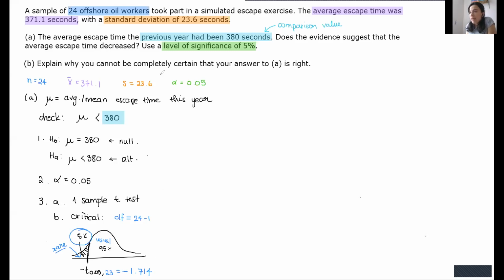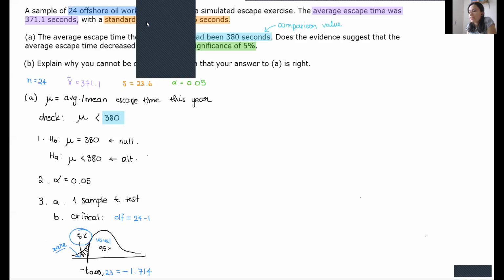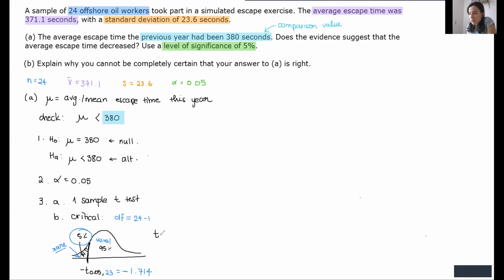Now, this is my critical value, which means that, let me just write that down, minus t 0.05 with 23 degrees of freedom is negative 1.714. And the next thing is, now that I've differentiated between what's usual for a given sample and what's rare, I'm going to look for my specific sample, what value did I get? And then I'll conclude based on whether I got a rare value or a usual value.